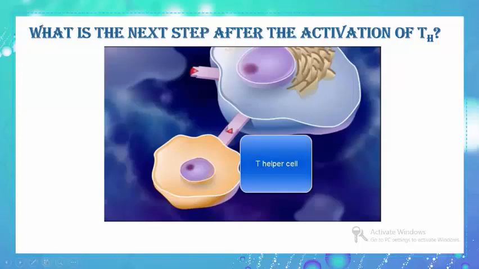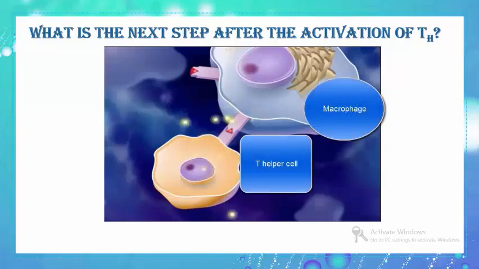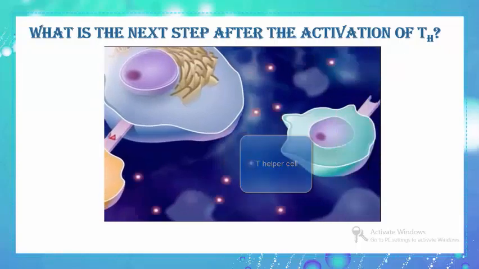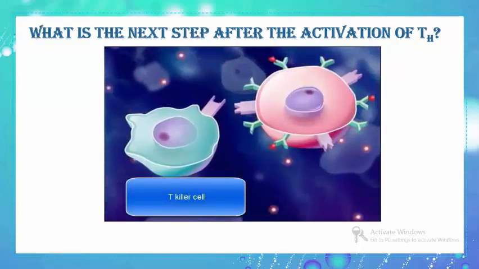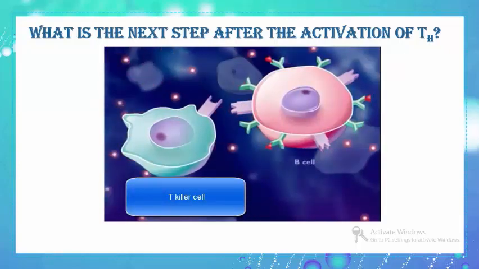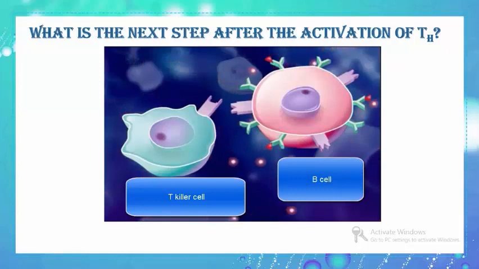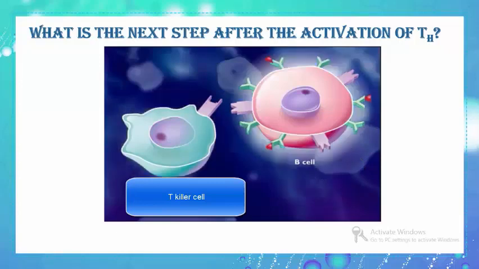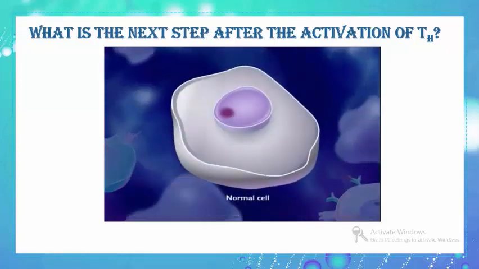Once a T helper cell binds to the infected cell by its receptor, it will release chemicals. These chemicals will activate other cells, such as T killer cell or B cell. In some cases, it will activate both T killer cell and also B cell. Now we will concentrate on the activation of T killer cell.